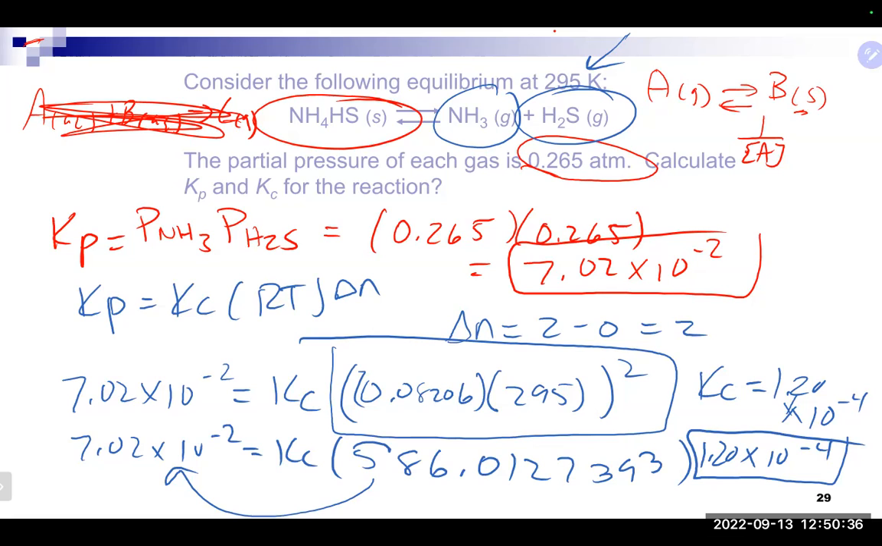Other questions? Yeah. Would I start with? There would be absolutely no way to do that because you don't have any concentrations. The only way you could solve for Kc is if you had some concentrations. So you can't do that.